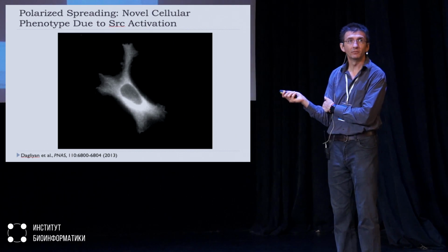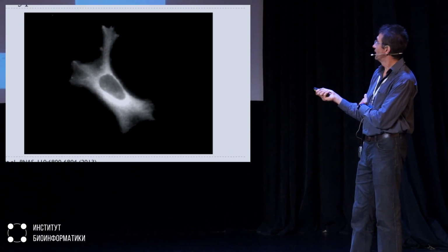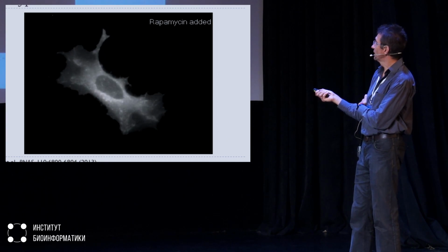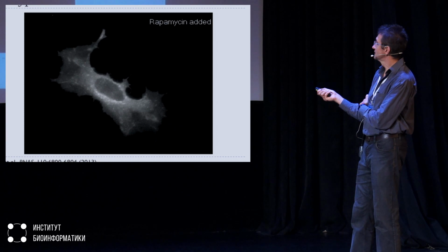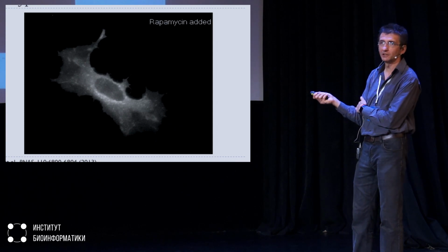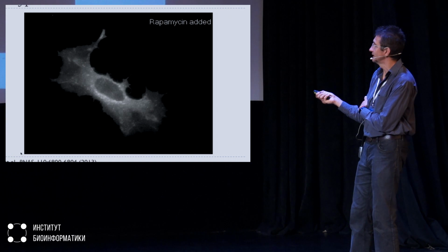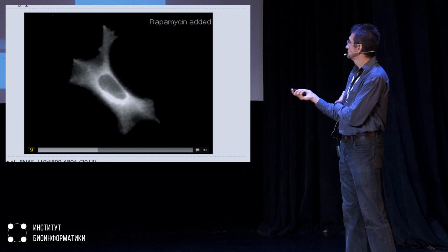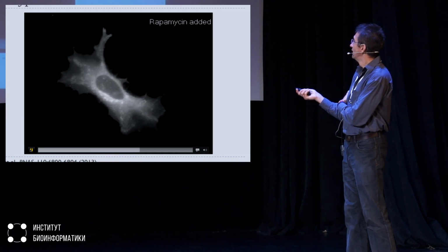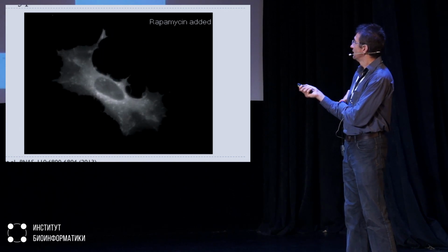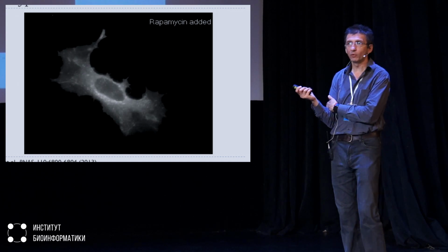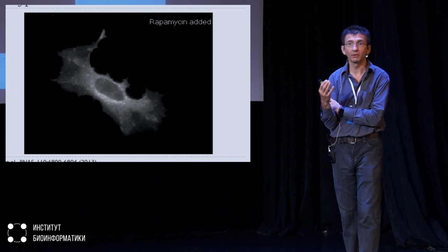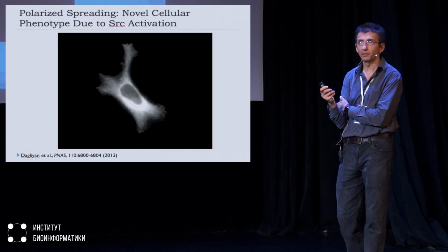And this is a movie, if we can put it on. And that's really cool. So he discovered a new phenotype. If you add rapamycin, look what happens. Cells start exhibiting, unfortunately it's a shorter movie than I wanted, polarized spreading. So it starts spreading in one direction. And that's very important in cancer cells, that you have a directionality in spreading. The cells start moving towards blood vessels where they can propagate throughout the body.